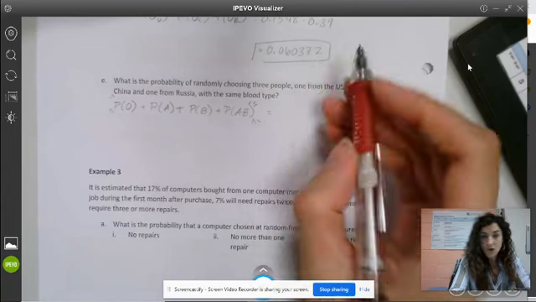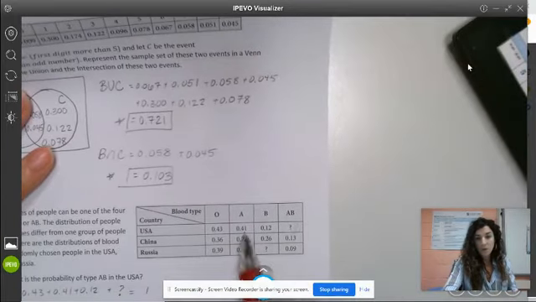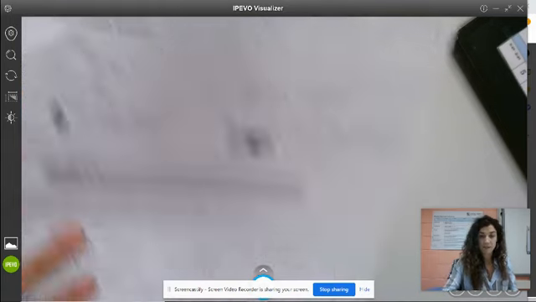We found the probability of O. What is the probability that all of them are A? Well, all of them having A is 0.41 times 0.27 times 0.34.